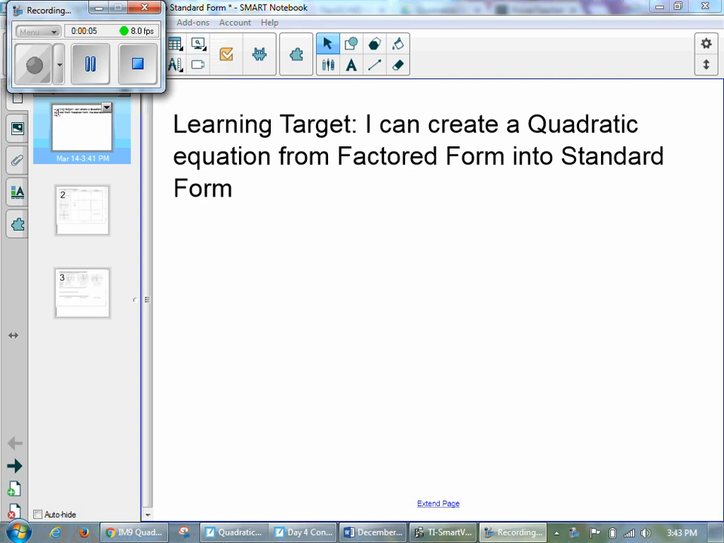Today I'm going to teach you how to create a quadratic equation if the original form is in factored form, and how to convert it using the distribution method or FOIL into standard form. Depending on the form of a quadratic equation, it will tell you different things about the graph. For example, in factored form, we can see where a graph will cross the x-axis. In standard form, we can identify if a quadratic has a maximum or a minimum value.